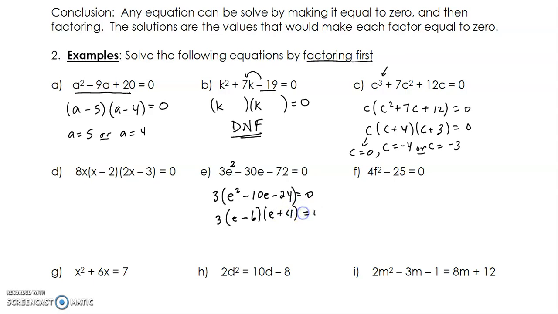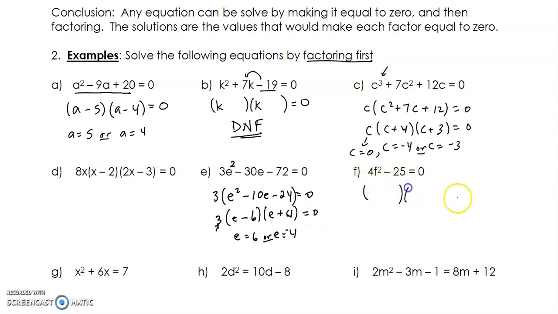And your two solutions that we pull out of that are going to be E equals 6 or E equals -4. Notice this time we don't get a solution from that 3 because there is no variable on that factor. And I forgot the equal sign here. E equals -4.